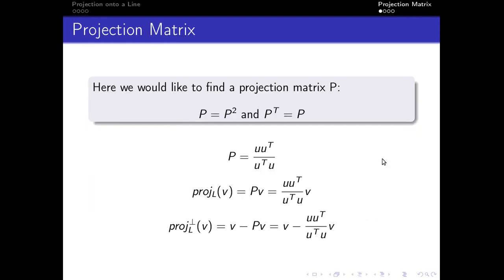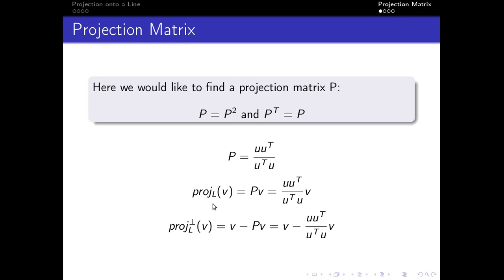Now, coming to the projection matrix, we want to generate a matrix P such that P is known to be a projector. The projector P is the same as P squared, when you square this P, it still gives us back P, and P transpose should be the same as P. This P matrix is known to be an idempotent matrix. To find our matrix P, we find the outer product of U, that is U times U transpose, over the inner product U transpose U.